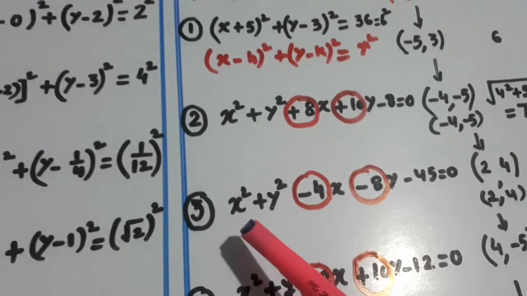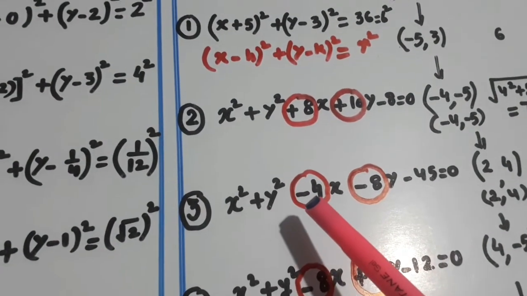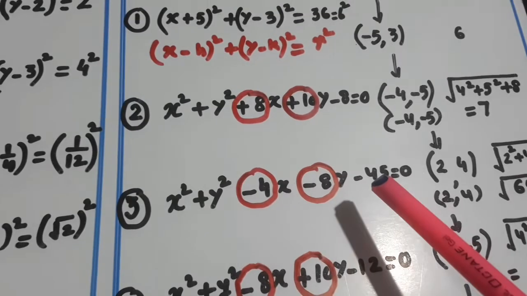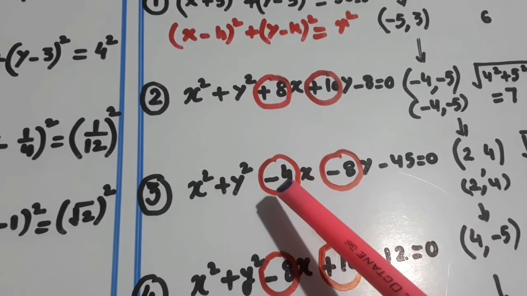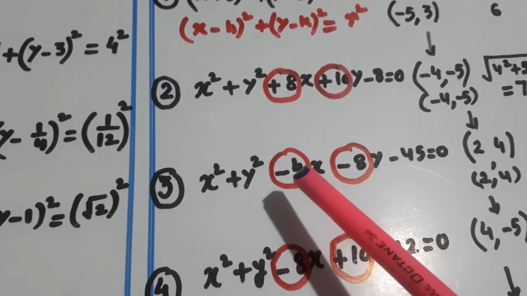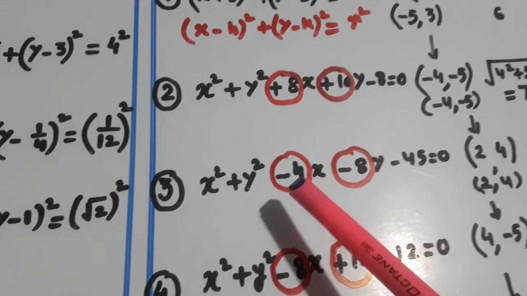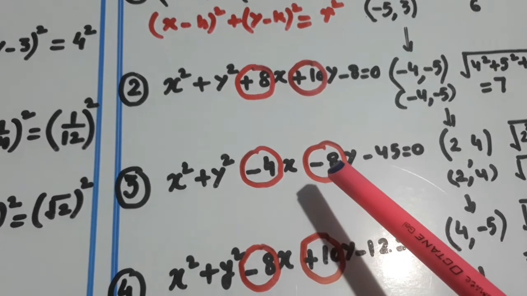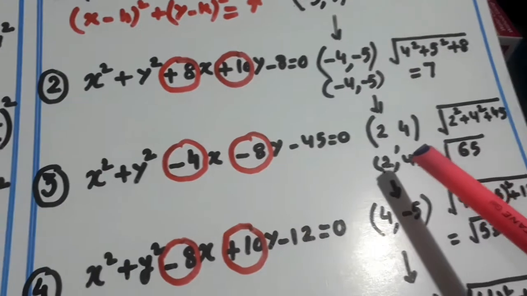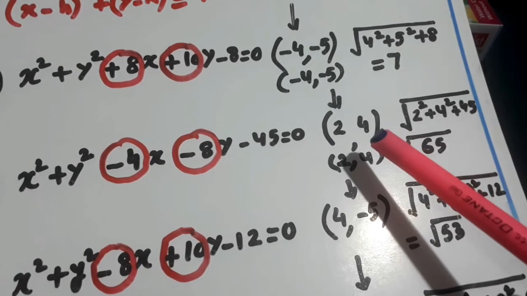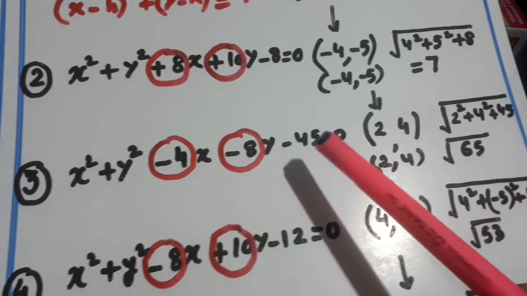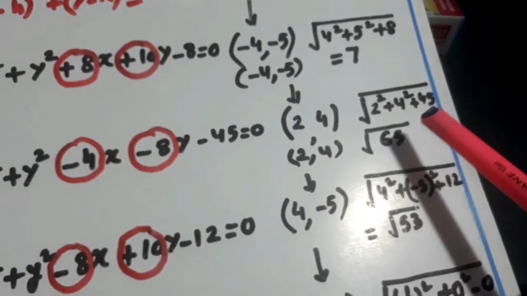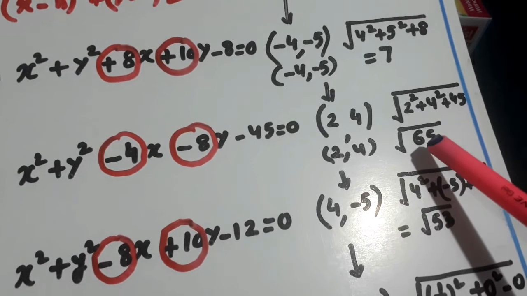So next, x square plus y square minus 4x minus 8y minus 45. Coefficient of x is minus 4. Take minus half of it: half is minus 2, and minus half gives 2. Coefficient of y is minus 8: first half it, minus 4, change the sign, 4. So center is (2, 4). 2 square plus 4 square, here minus constant term; constant term is minus 45, right, plus 45. So it comes root 65. This is the radius.